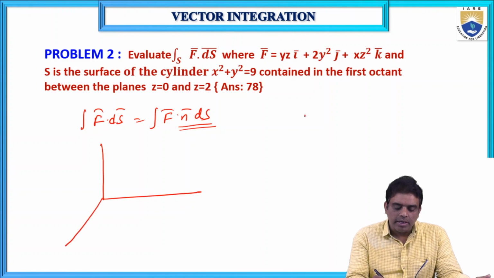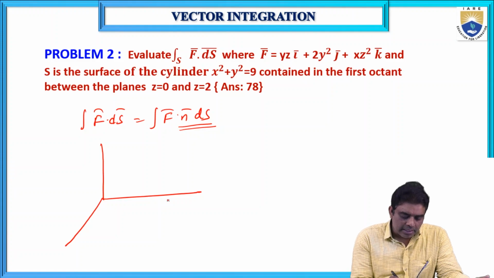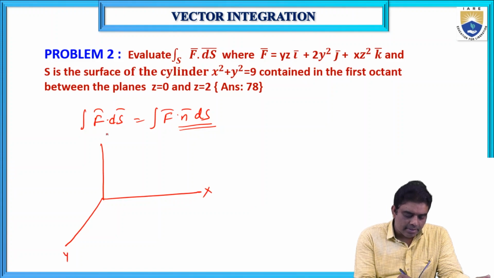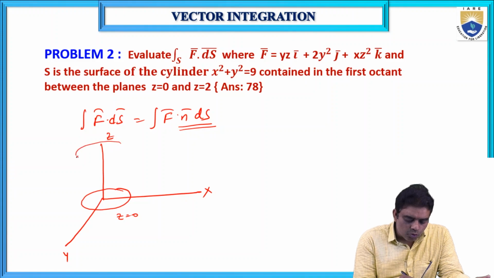The cylinder is x square plus y square is equal to 9, and z is equal to 0 to 2. Here this is x, y, z. This is the z is equal to 0 plane. And z is equal to 2 means it is somewhere here. This is the z is equal to 2 plane.